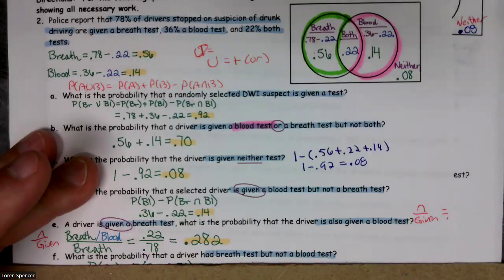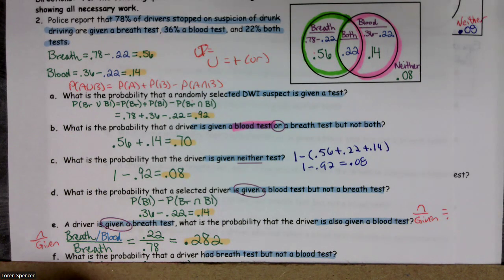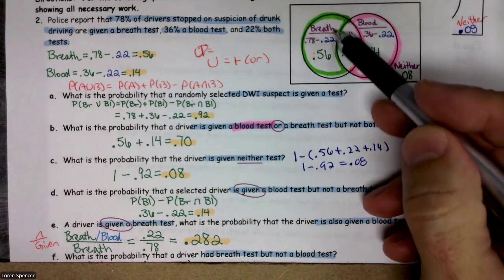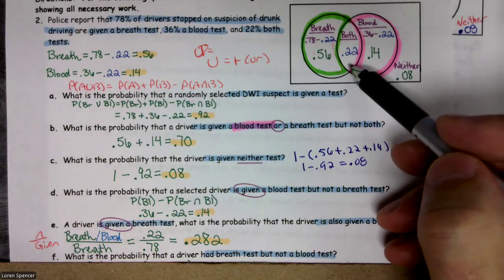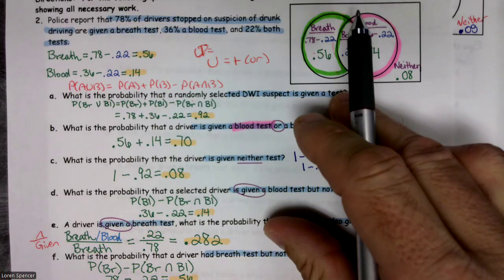Next, what's the probability a driver had a breath test but not a blood test? Okay, had a breath test but not a blood test. That means I'm only looking at breath. And if I'm only looking at breath but not blood, that means I can't have the both, which means I'm only looking for that 0.56.